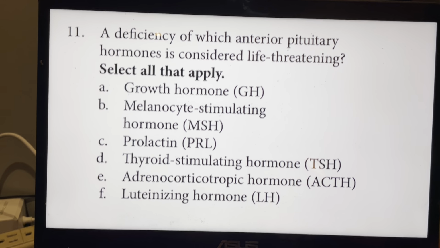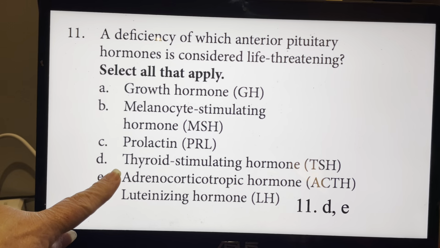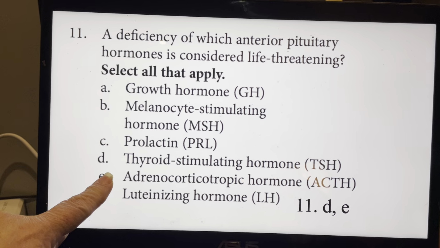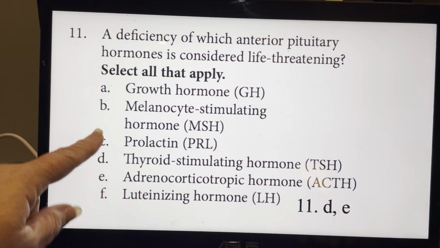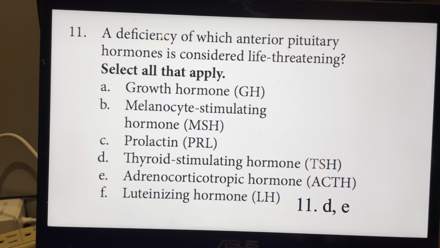A deficiency of which anterior pituitary hormone is considered life-threatening? Select them all. Growth hormone, melanocyte-stimulating hormone, prolactin, TSH, ACTH, or luteinizing hormone. Thyroid-stimulating and ACTH. Those are life-threatening if there's a deficiency of them, if they're low. And we'll talk about it more.